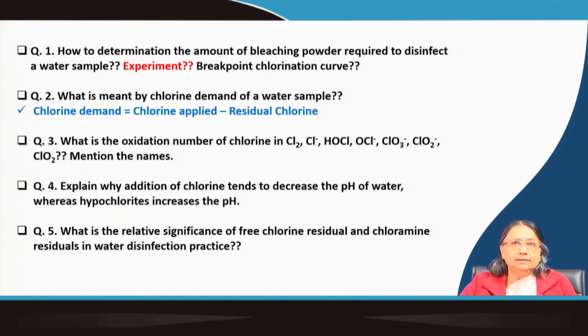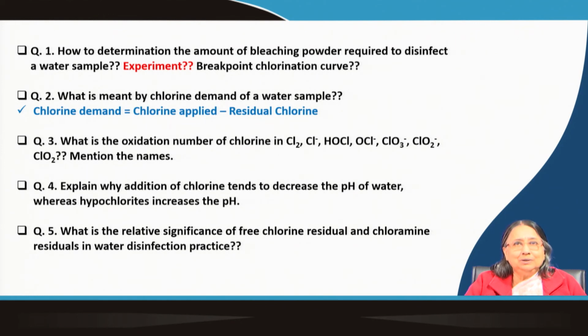You take the water, the same volume of water. You add different doses of chlorine. Keep it for some time. Then measure the residual chlorine. And then you prepare the graph, then you will know how much is the demand, then you apply that type of chlorine dose to be on the safe side. Okay. What is the demand? Chlorine demand is chlorine applied minus residual chlorine.